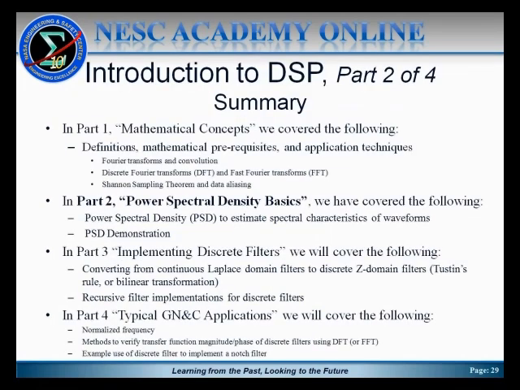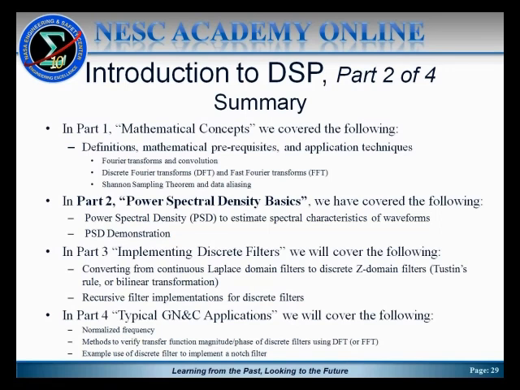So this concludes part 2 of this 4-part series for digital signal processing. In this part 2, Power Spectral Density Basics, we covered the following. Primarily, the use of power spectral density techniques to estimate the spectral characteristics of waveforms. We showed a couple of examples, and particularly an example where we built a waveform of several known sinusoids and then used PSDs to demonstrate how you can evaluate those and extract the frequency content.